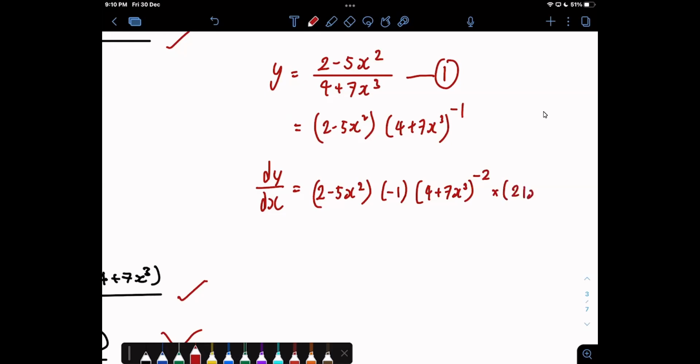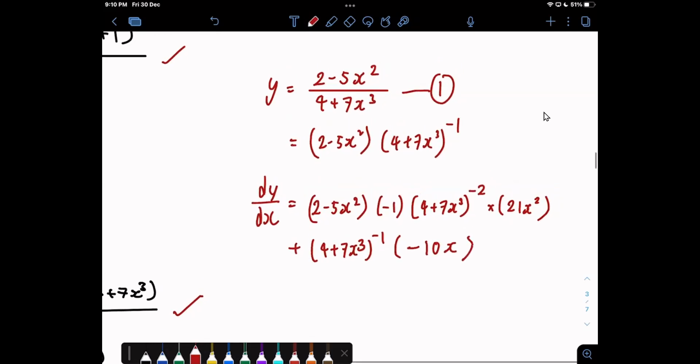21x squared. Because you differentiate 4, you get a 0. The plus sign remains. 7x cubed differentiate, you get 21: 7 times 3 first, 21, x to the 3 minus 1, which is power 2. Okay, plus, then you take the other, differentiate 1. So now you keep the other guy. Then you differentiate this guy, which is what? Minus 10x. Very good. Minus 10x, don't need square anymore.